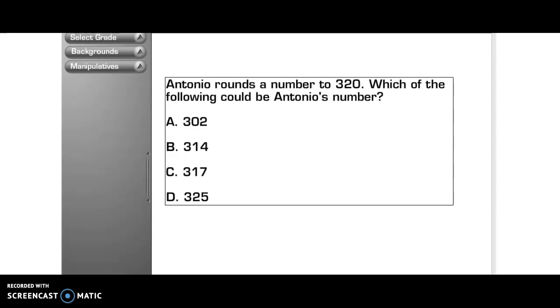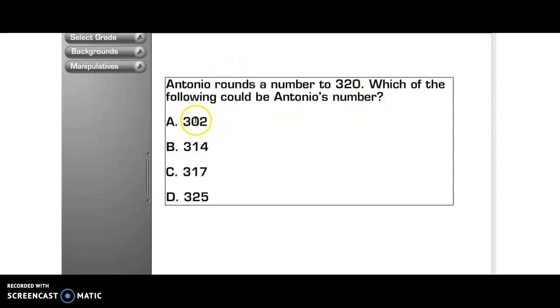Antonio rounds a number to 320. Which of the following could be Antonio's number? So what we're going to do is look at each individual answer and see which ones we can rule out. First, I'm going to look at A, 302. Can it be rounded to 320?